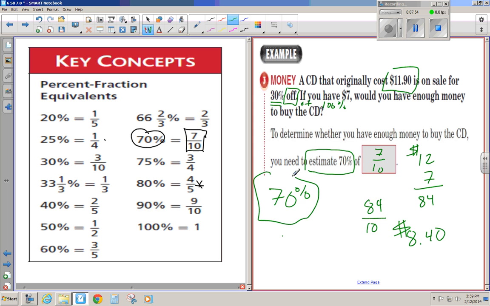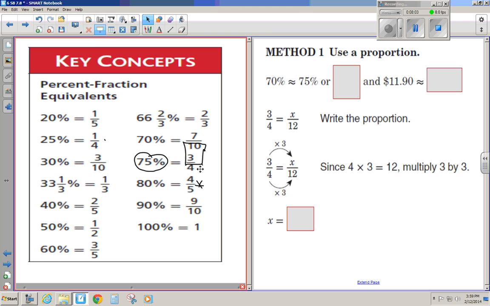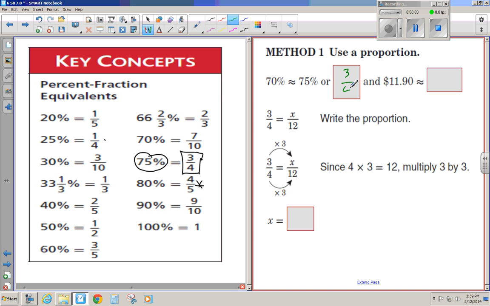Okay? But there are some other ways we could estimate to make it easier for ourselves. So remember this. This is absolutely fine. But we're going to estimate 70% as 75%. Now you might be able to see 75% is 3/4. And since $11.90 is about 12, you can simply write a proportion. 3/4 equals something over 12, and multiplying by 3 tells us 9. So it's approximately 9. And if you remember earlier, it was $8.40, so we are very close to our estimation. This is method number 1, using a proportion.